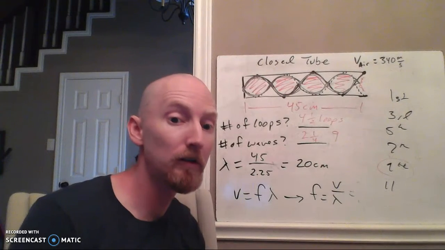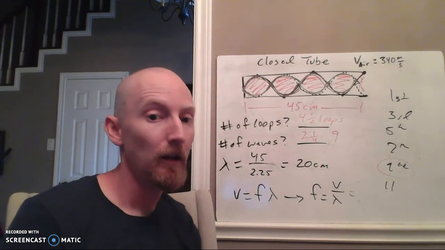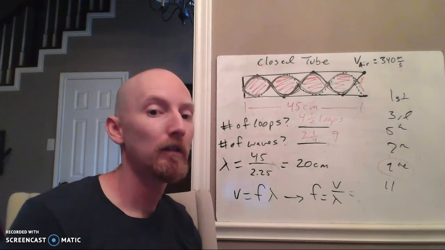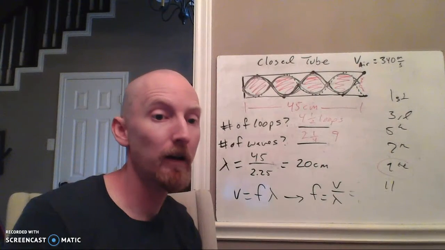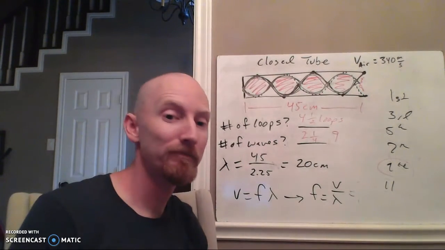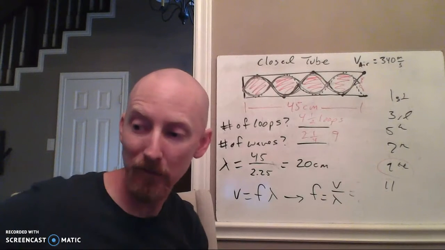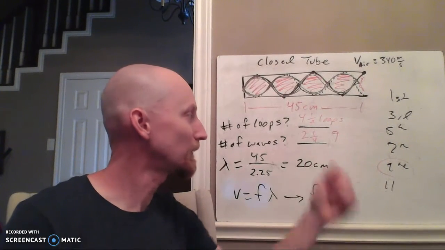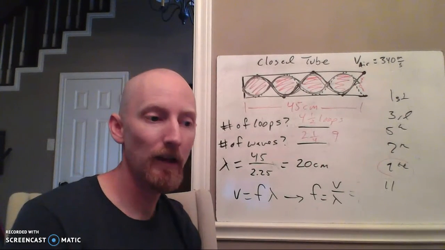The other way you could do it, if you're doing Quest or something, is Google closed tube harmonics, and then you just need to find the one that has the same pattern, and that'll also do it. But I think that's a pretty quick way to figure this out.